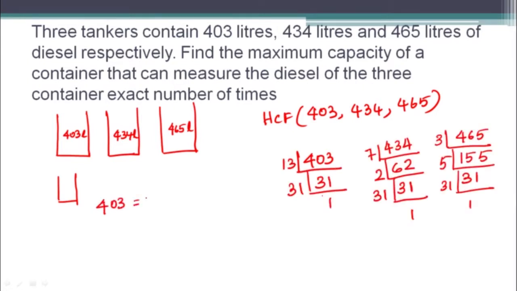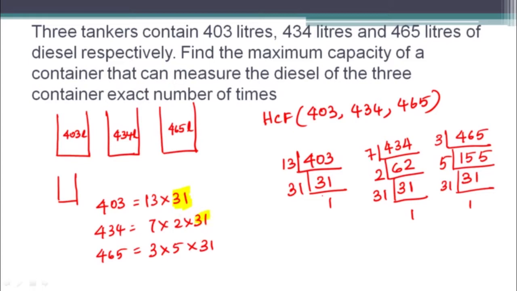I have written these numbers in terms of their prime factors, and which is the factor which is common to all of these three numbers? That is nothing but 31. So only 31 is common in all these three numbers. So what will be the maximum capacity of a container that can measure the diesel of the three containers an exact number of times? That is nothing but the HCF of these three numbers, which is equal to 31.